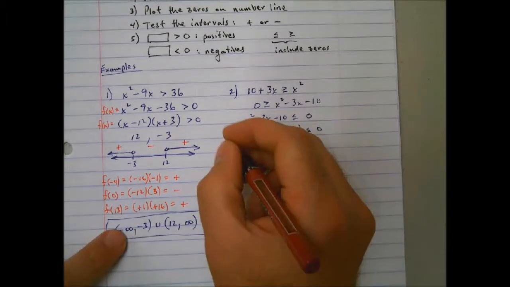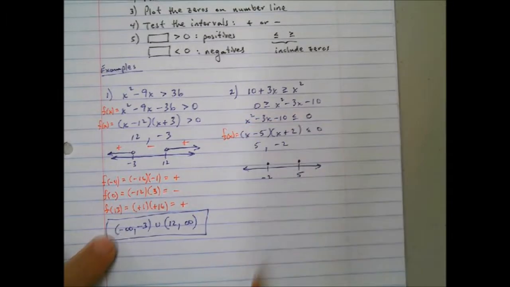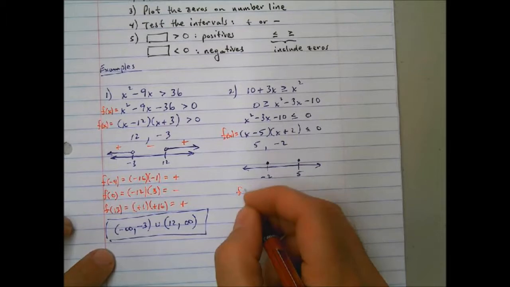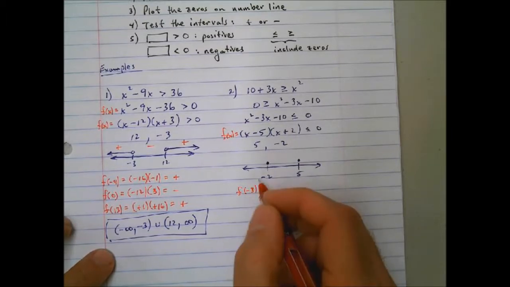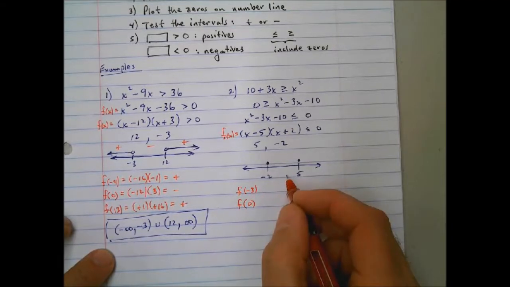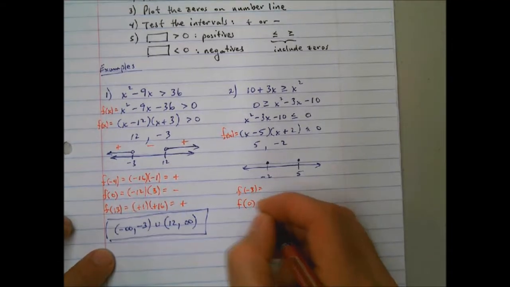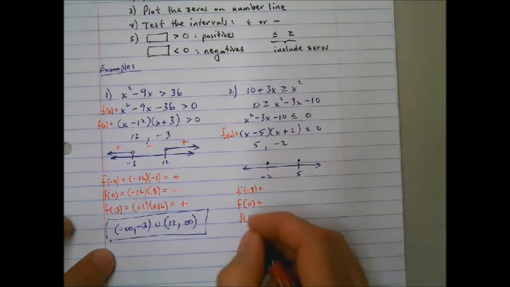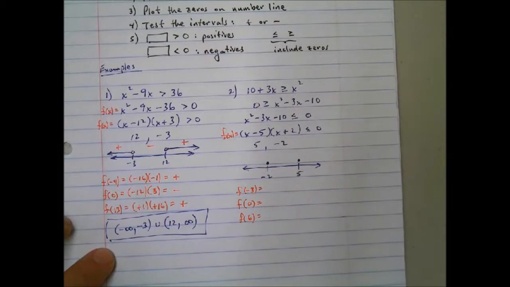Okay, and here is our function. And so if we test maybe negative 3 to the left of negative 2, let's do 0 again. 0 is a very nice one to plug in. And also let's input a 6.